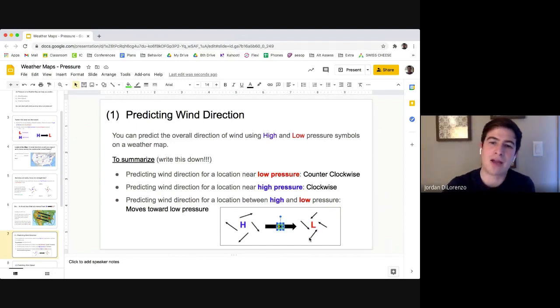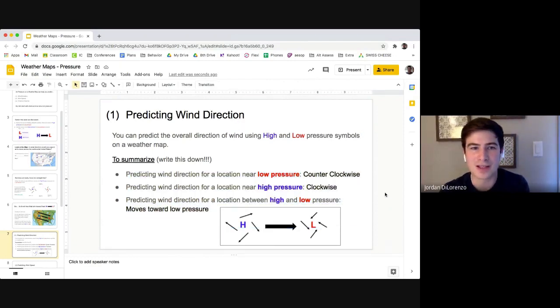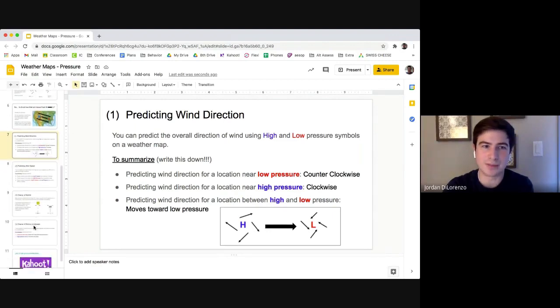So I strongly recommend writing these 3 bullet points into your notes. Feel free to pause the video now and then unpause it when you're ready to move on to wind speed.